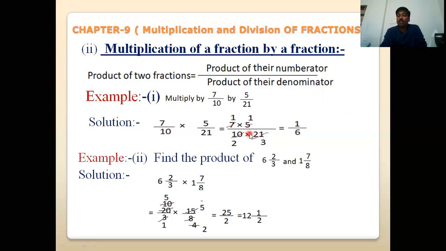Now here we see 5 and 10: 5 1s are 5, 5 2s are 10, so we can cancel. And 7 and 21: 7 1s are 7, and 7 3s are 21. Now when we multiply 1 and 1, we get 1, and when we multiply 2 into 3, we get 6, and this is a proper fraction. So we cannot change it into a mixed fraction. So children, in this way 1 by 6 is the product of 7 by 10 and 5 by 21.